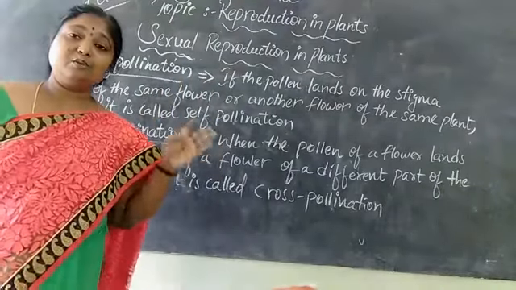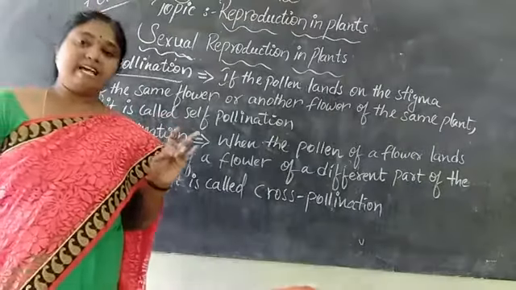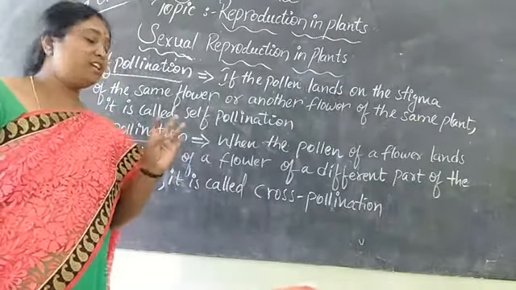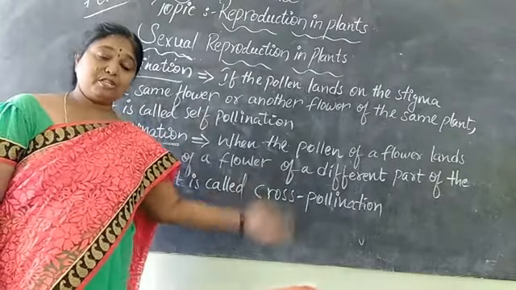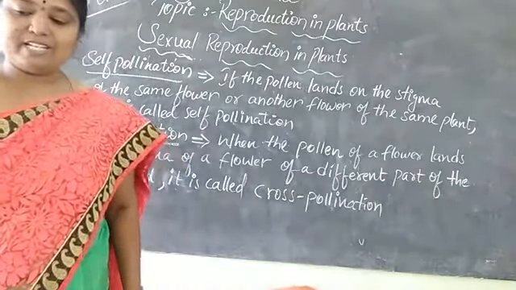So we have learned what pollination is and its types, that is self-pollination and cross-pollination. I have shown the picture of the pollination also.